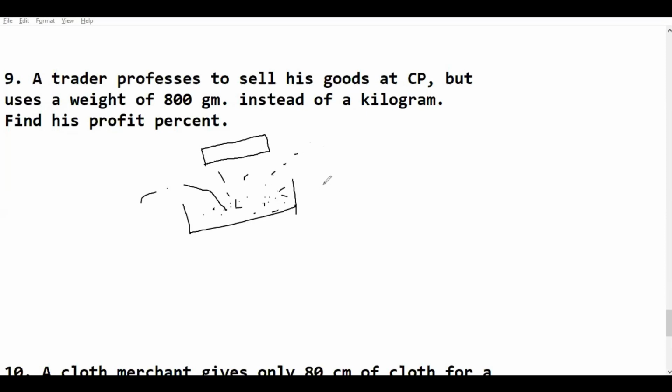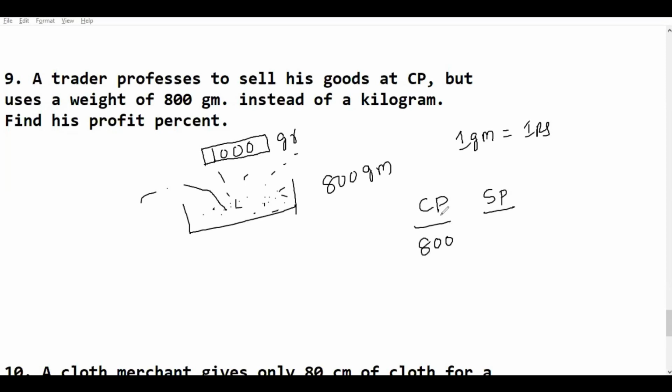So when you pour 800 grams, what will it show? 1000 grams. Let's say 1 gram is equal to 1 rupee. That means cost price and selling price. Please understand very carefully. I am pouring 800 grams, so for the trader, because he is giving only 800 grams, his cost price is 800. But how many rupees are you paying? 1000 rupees. Yes or no?